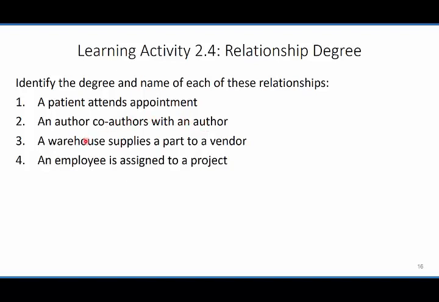In the third, we have a warehouse supplies a part to a vendor. So warehouse, part, and vendor are all entities, and this indicates three entities. So this is a ternary relationship. And the verb that describes this relationship is supplies. So that is the name of this relationship. And finally, the fourth one is a binary relationship where employee is assigned to a project, and is assigned to is the name of the relationship.